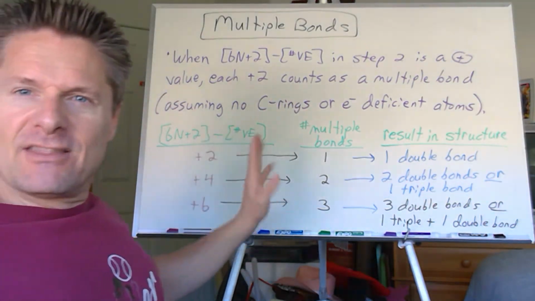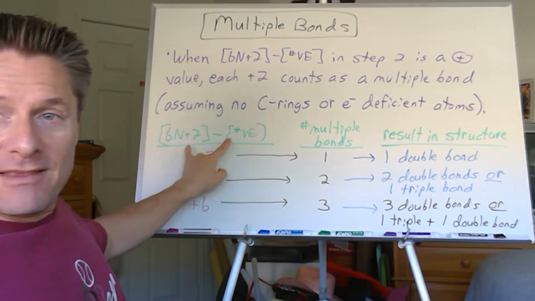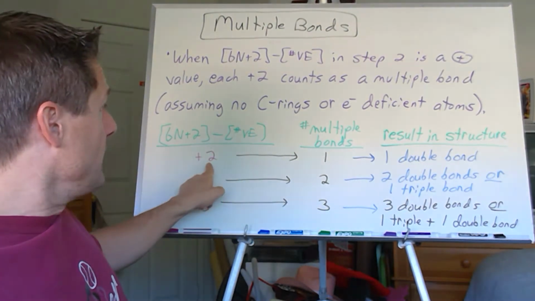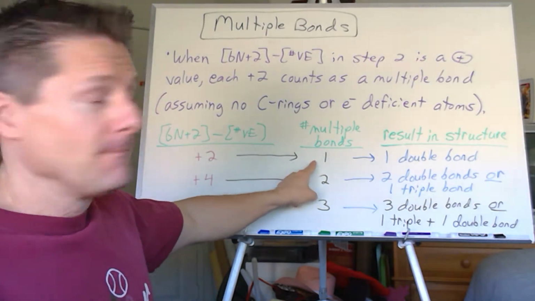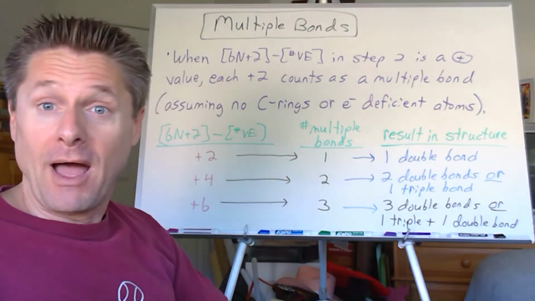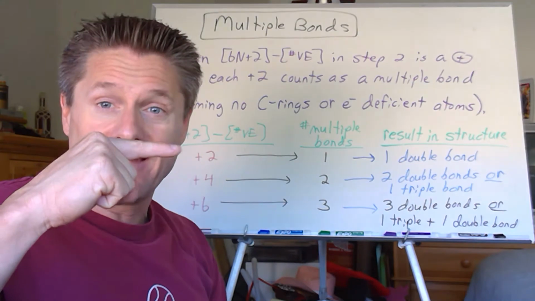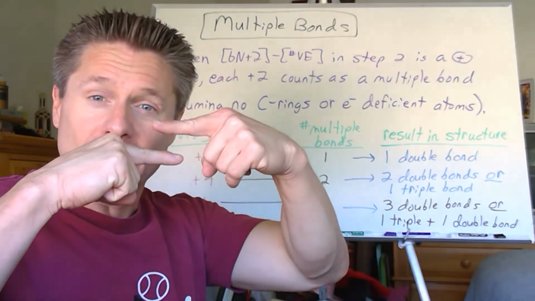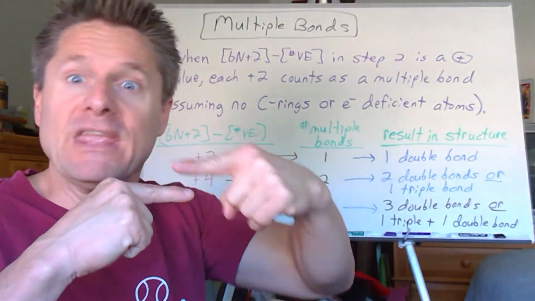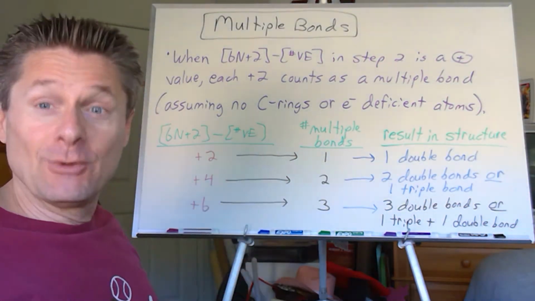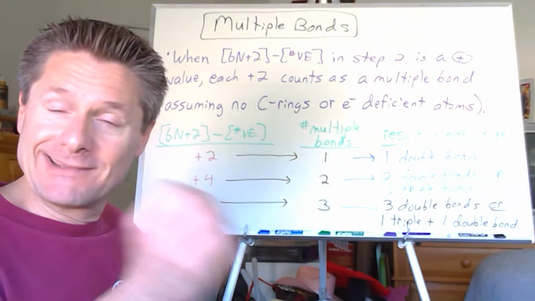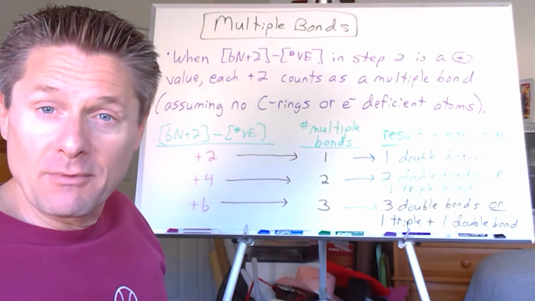So here's the way to think about it. You calculate this value from step 2. If you get a value of plus 2, that would mean you have 1 multiple bond, which means it has to be a double bond, because the single bond is the foundation. 1 extra line is a multiple bond, 1 beyond the single bond. That's what the multiple bond means. So if you have a value of plus 2, it has to be a double bond, assuming it's not an electron deficient species or a carbon ring, right?